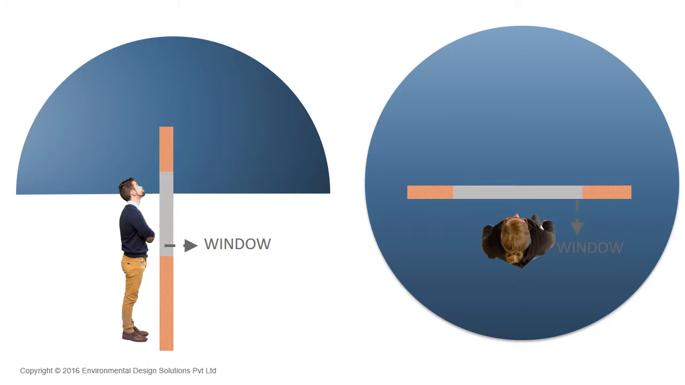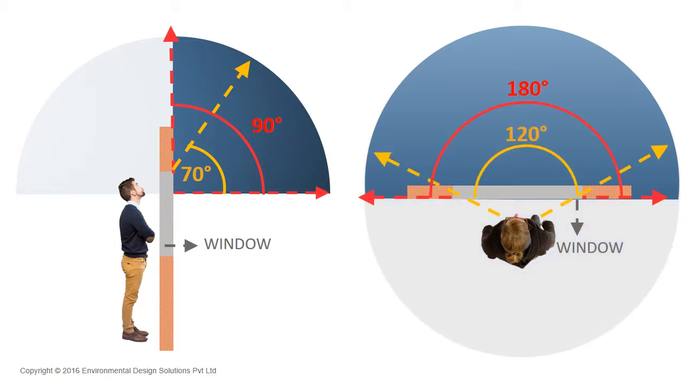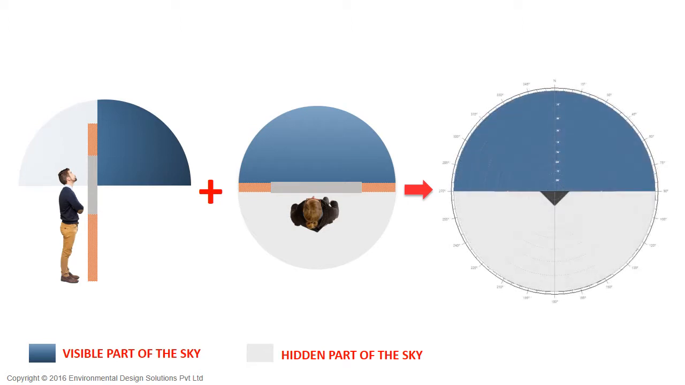It's because when you observe the sky from a vertical surface such as a window, you can view a maximum of half of the sky vertically and a maximum of 180 degrees horizontally. It's because beyond these limits you'll be seeing the room and hence the sky won't be visible. That's why half of the shading mask appears gray in the shading mask profile at this window.